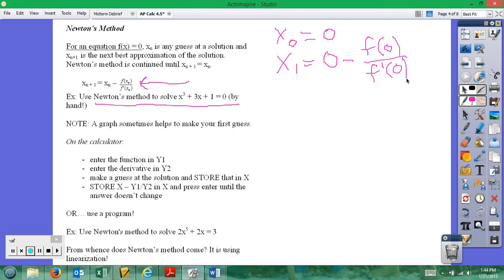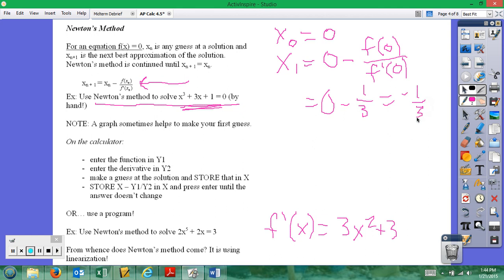I need a derivative. So somewhere along the way, I'm going to write this down at the bottom. I'm going to take the derivative of the function that was right here, x cubed plus 3x plus 1. So the derivative would be 3x squared plus 3. So it'd be 0 minus f of 0, which is 1. f prime of 0 would be 3. So negative 1/3 would be considered a better guess at the answer. What's a better one? Go to x sub 2.